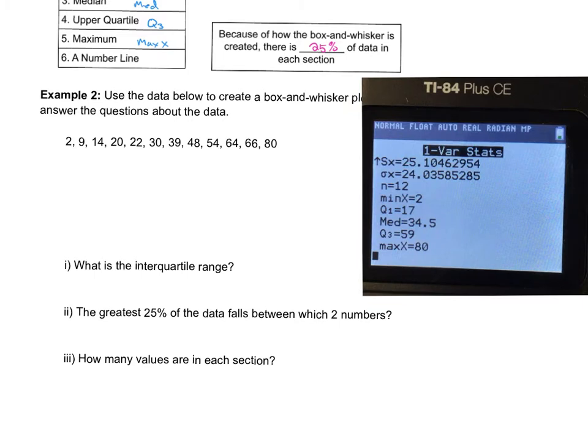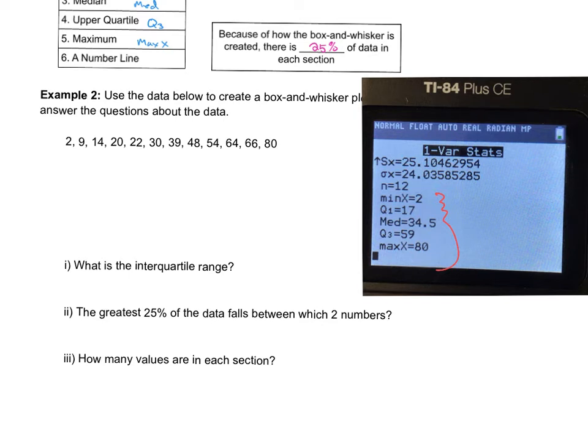So we should end up, after we do our one variable stats, we will need to scroll down so we can find those 5 things we're looking for, and they're going to be right at the bottom of that information. So you can see here, without having to do too much hard work, we are going to break that up. And now we got to take a minute to just kind of do our number line.